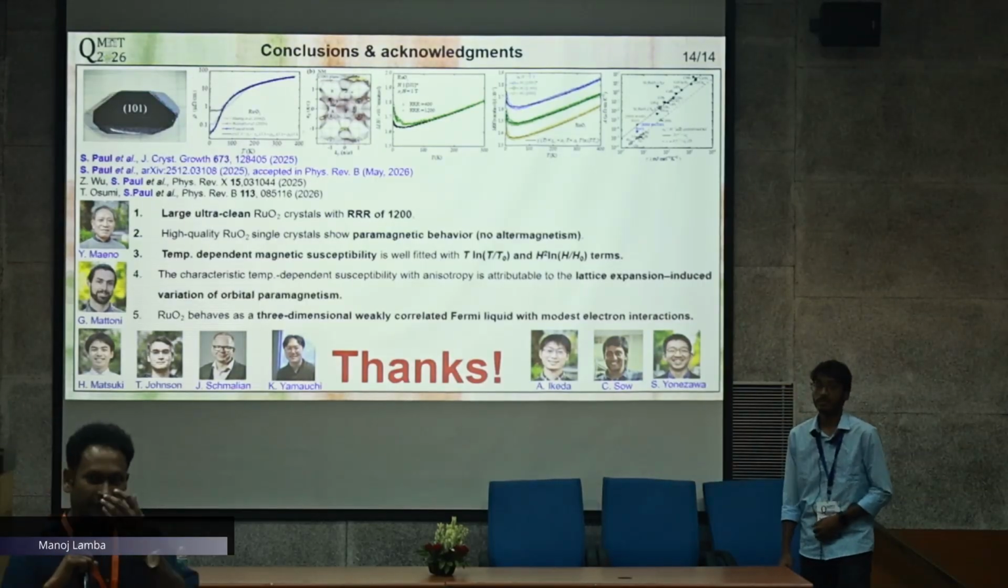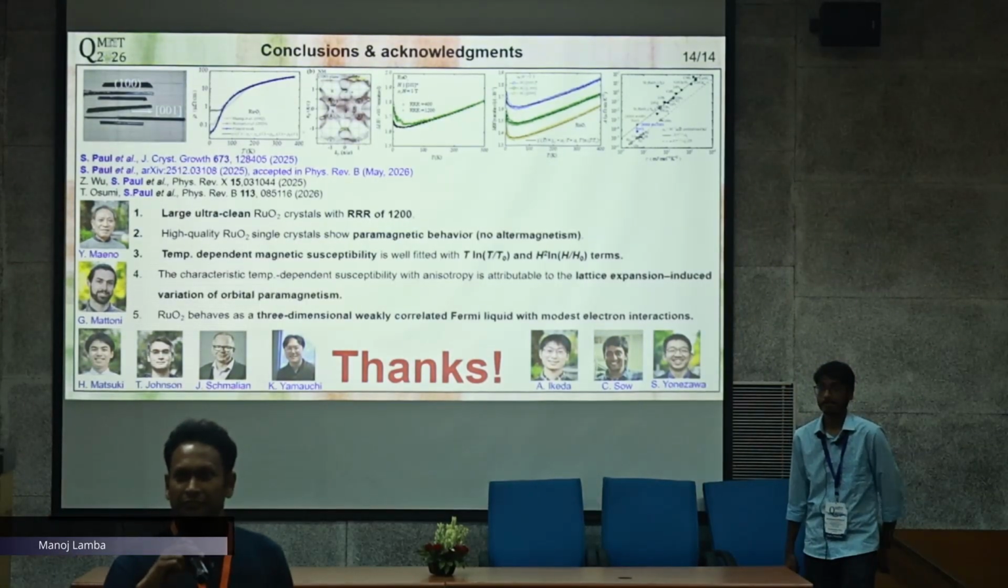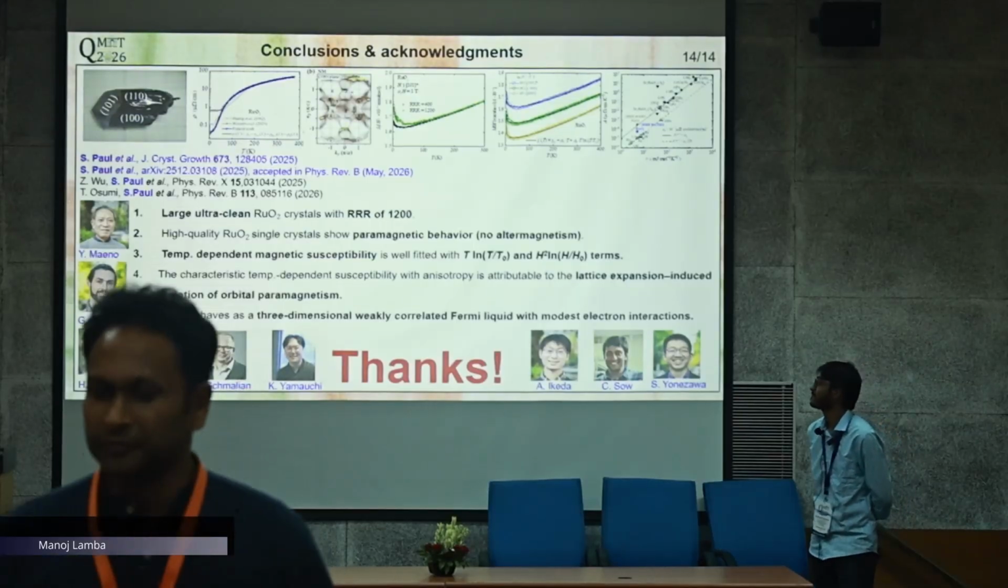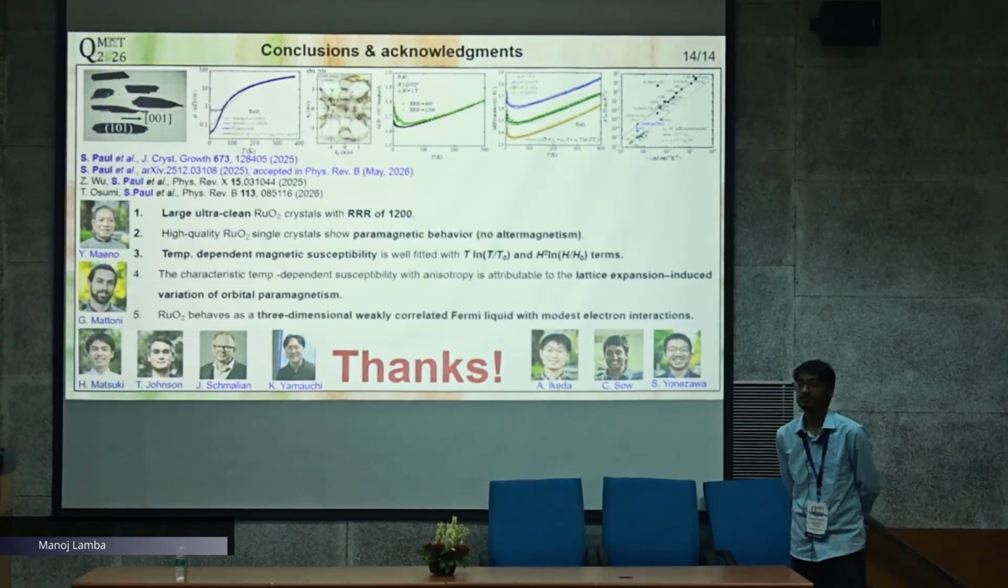So, any questions? Thank you for the presentation. In the slide where you showed the quantum oscillation and the ARPES data, there you mentioned that previous studies claimed that this sample was altermagnetic or antiferromagnetic, but from this data you are sure that this is a pure paramagnet. So can you just explain how you can say that from this data?